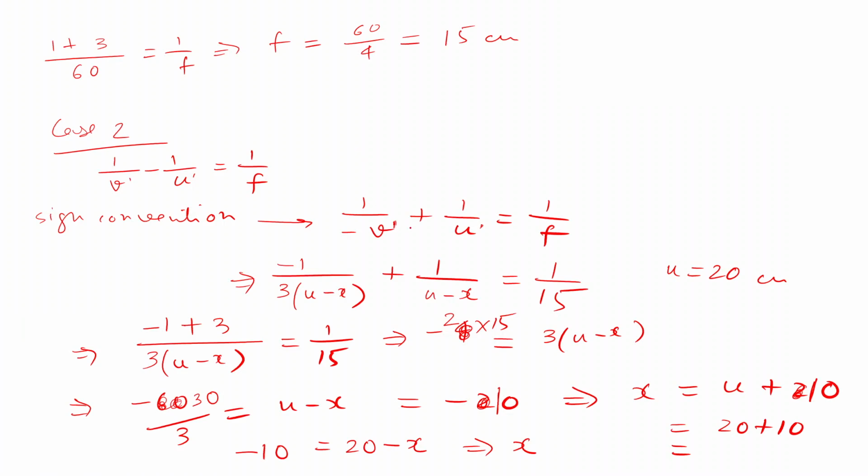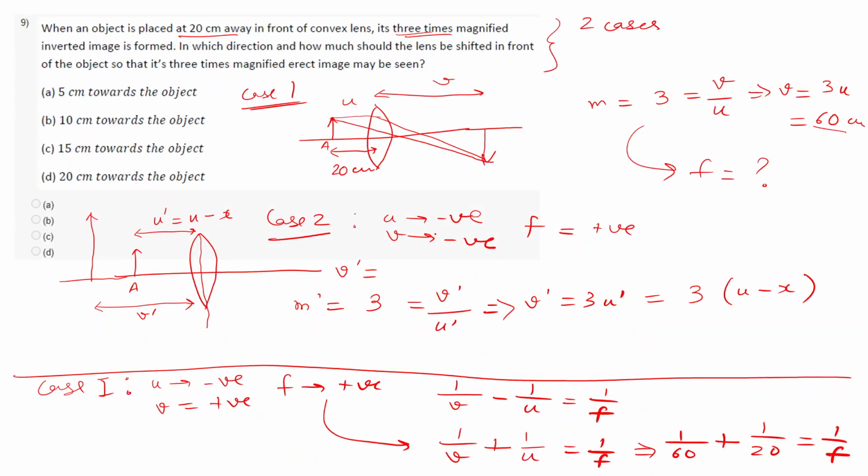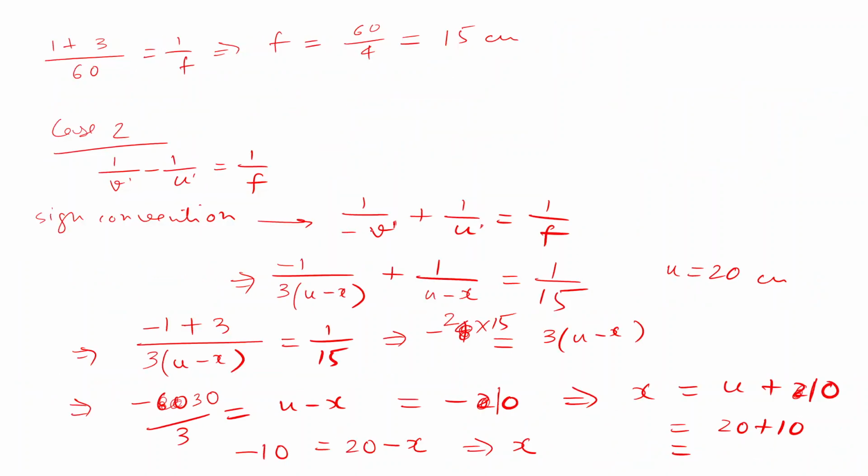1 over minus U prime plus 1 over U prime. This is correct. This is the sign convention. In sign convention, U is negative, V is negative because they are on the same side, F is positive. So this will become negative, this will become positive, and this is correct. Minus 1 over V prime plus 1 over U prime is equal to 1 over F for case 2.